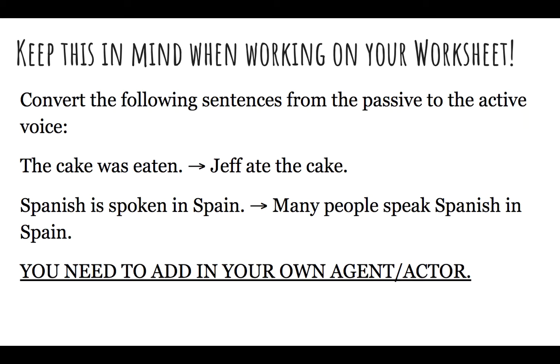So if we were to write our sentence out in the completed passive voice formula, we would have Spanish is spoken by many people in Spain. And then, if we were to transform it into the active voice, we would say many people speak Spanish in Spain.